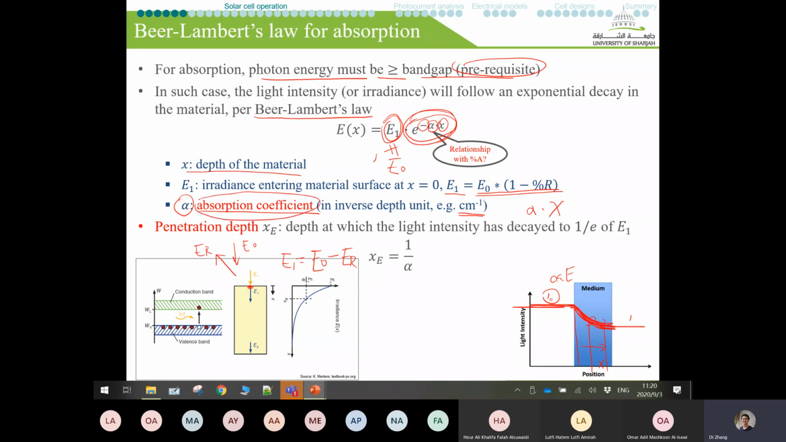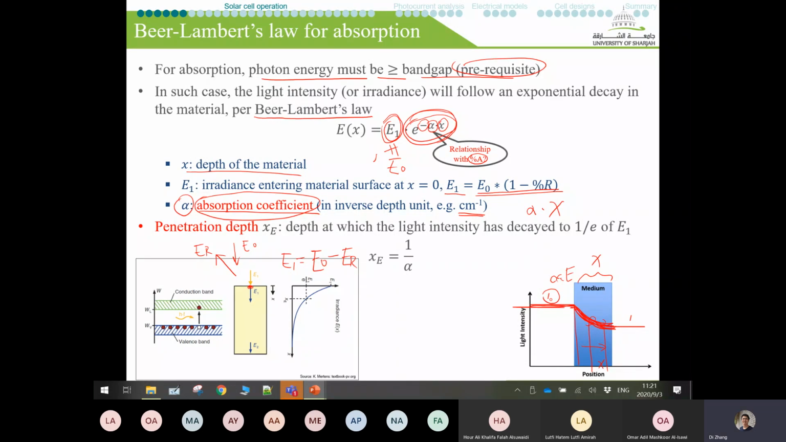I just want to point out that this is not exactly the same as the percentage absorption we just mentioned. You can try to think about the relationship between the absorption coefficient alpha and the percentage absorption, percentage A. What is the relationship between them? Obviously, you have to take the thickness into consideration.